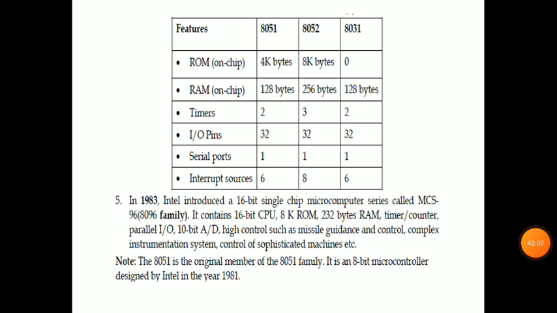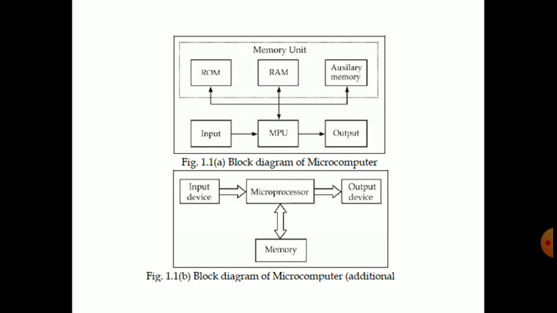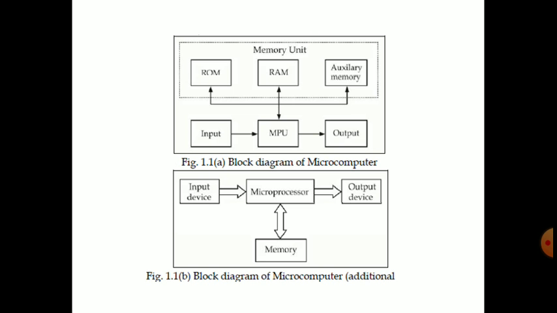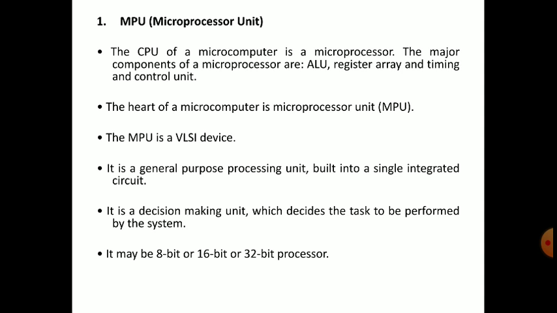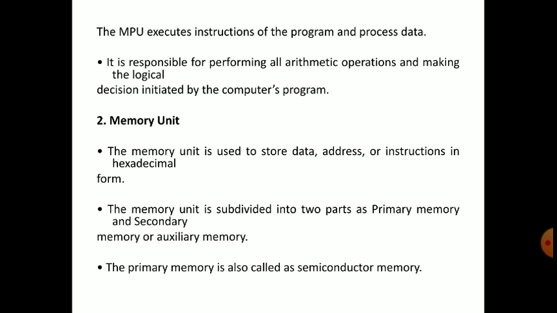So with this, we have completed some of the introductory part of this first chapter, the architecture of microcontroller. We have seen the objectives of the first chapter, the definition, and the basic block diagram of a microcontroller with explanation of each block, and we have already drawn this block diagram. And we have seen the microprocessor unit. We have learned a lot of new points in this microprocessor unit, and in the memory unit also there is a classification of primary and secondary memory, which memory is called primary and which is called secondary.